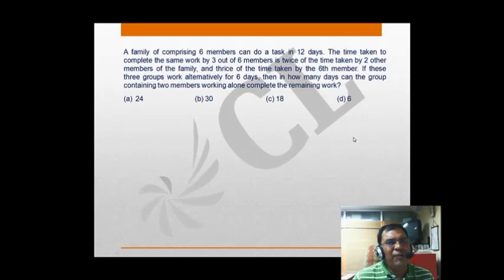Now, time and work is something which I will always do. A family comprising 6 members can do a task in 10 days. So I do it by fraction or units, as the case may be. The time taken to do the same work by 3 out of 6 members is twice the time taken by 2 other members of the family. Now, let me read again.